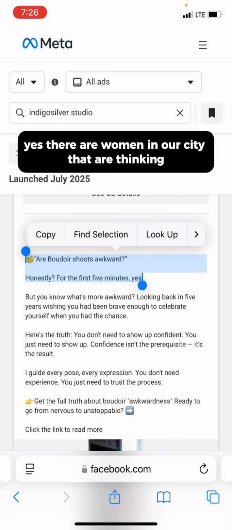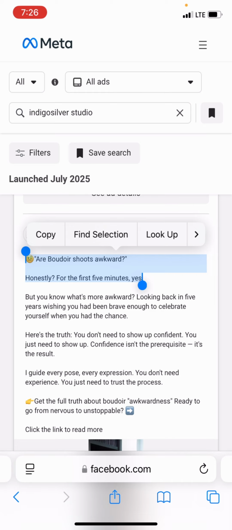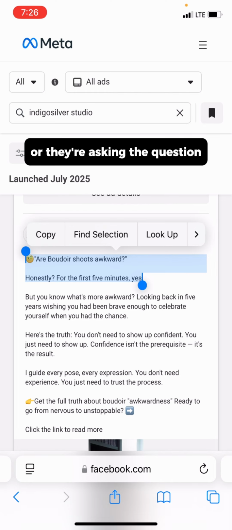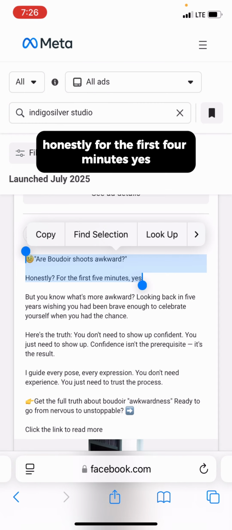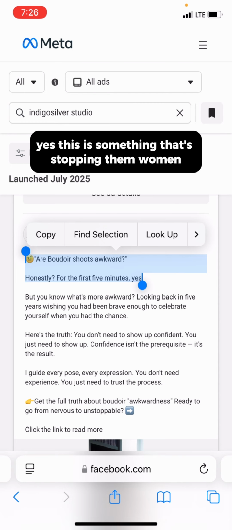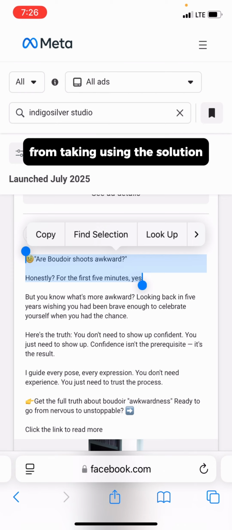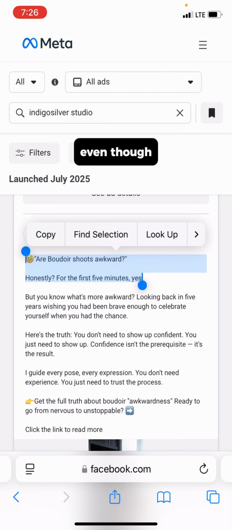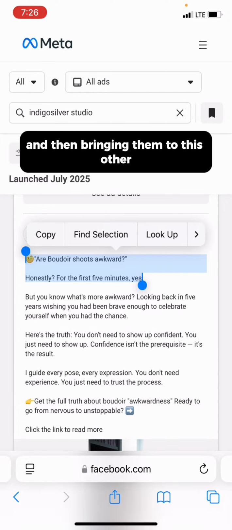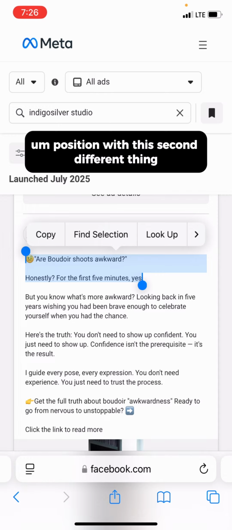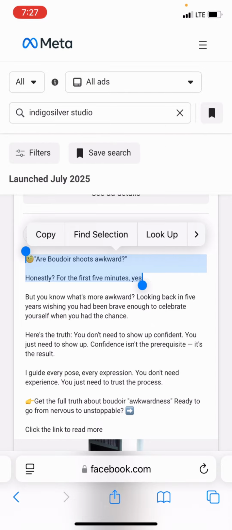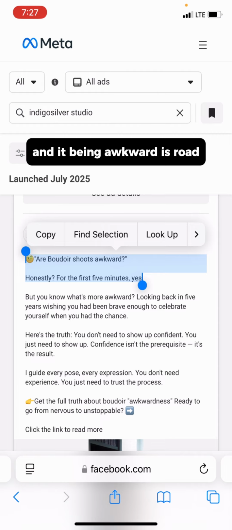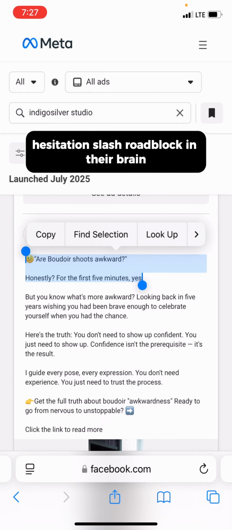Yes, there are women in our city that are thinking either boudoir shoots are awkward, or they're asking the question, are boudoir shoots awkward? So this is perfect. Honestly, for the first few minutes, yes. All right, so are boudoir shoots awkward? Yes, this is something that's stopping women from using the solution, even though it's getting them away from where they don't want to be and then bringing them to this other position with this second different thing that they also want to have, this positive thing. And it being awkward is the hesitation/roadblock in their brain.